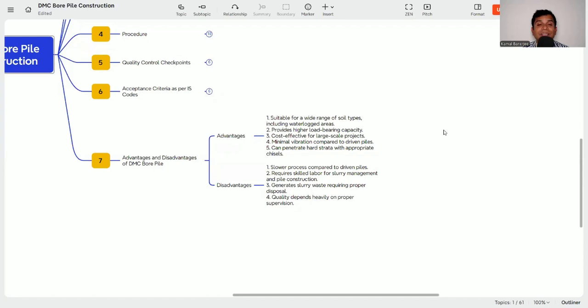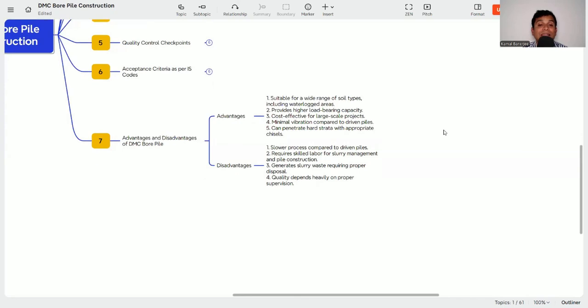The first advantage is that it's suitable for a wide range of soil types including waterlogged areas. So if it is a waterlogged area or any kind of soil, it can be used. Then it provides higher load bearing capacity, and is cost effective for large scale projects. That is why it is widely used. It has minimal vibration compared to driven piles, so the surrounding area does not get disturbed. Then it can penetrate hard strata with an appropriate chisel. So these are the advantages. That is why the DMC bore pile is widely used in construction.